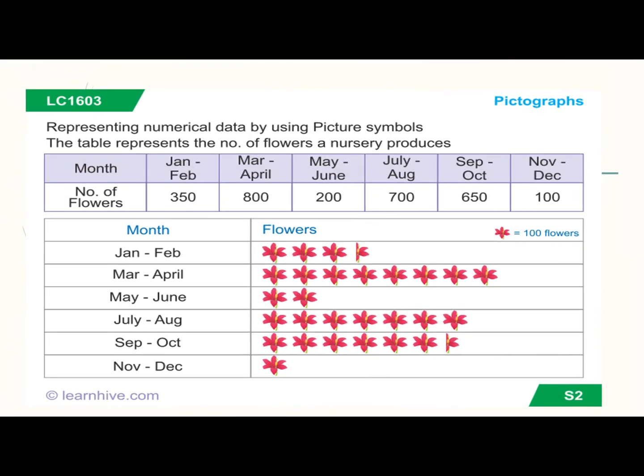Representing numerical data by using picture symbols, the table represents the total number of flowers a nursery produces. Month January to February, number of flowers 350. March to April, 800. May to June, 200. July to August, 700. September to October, 650. November to December, 100. One flower indicates 100 flowers. So automatically they have given this data. So this is a pictorial representation, or you can call it a pictograph.